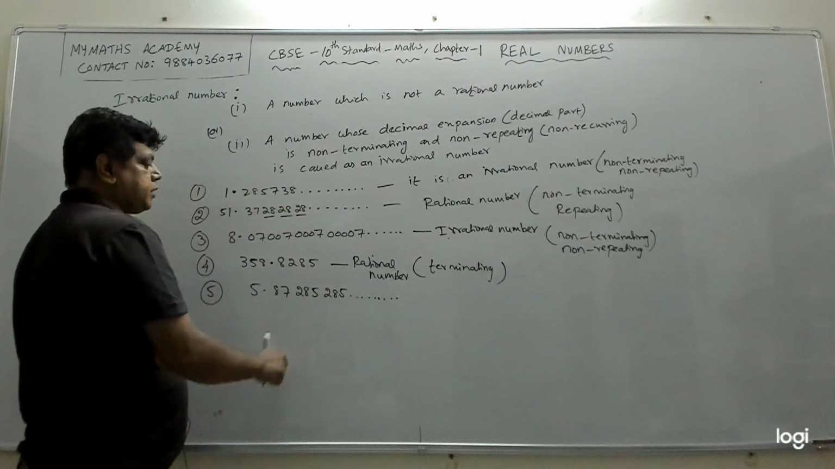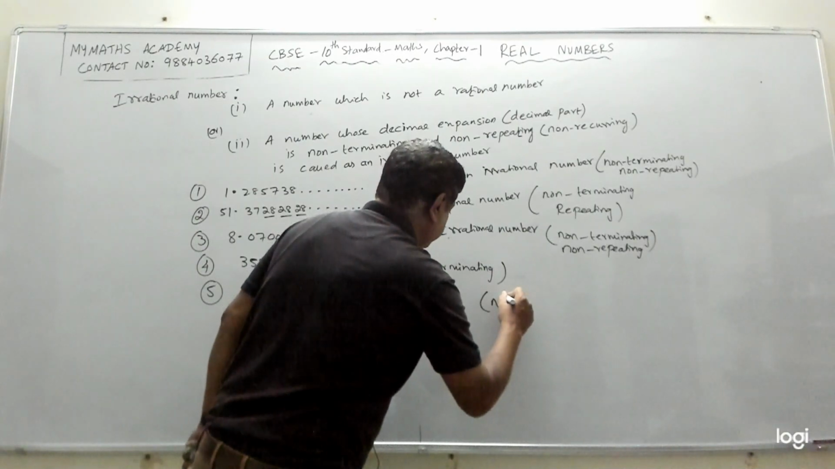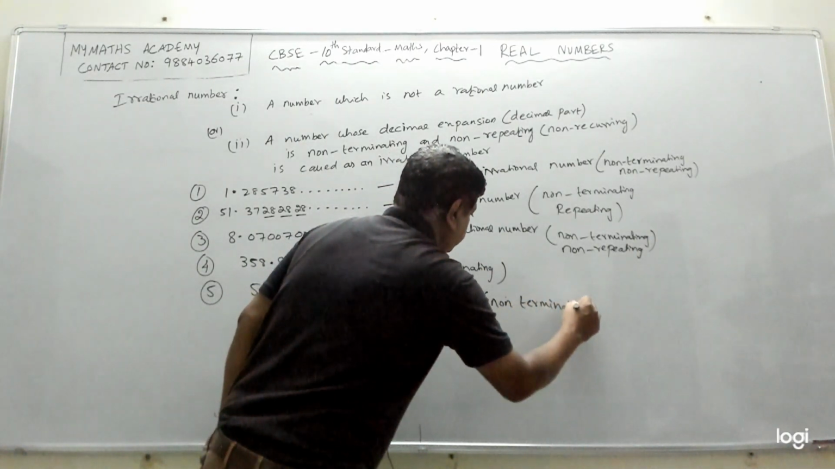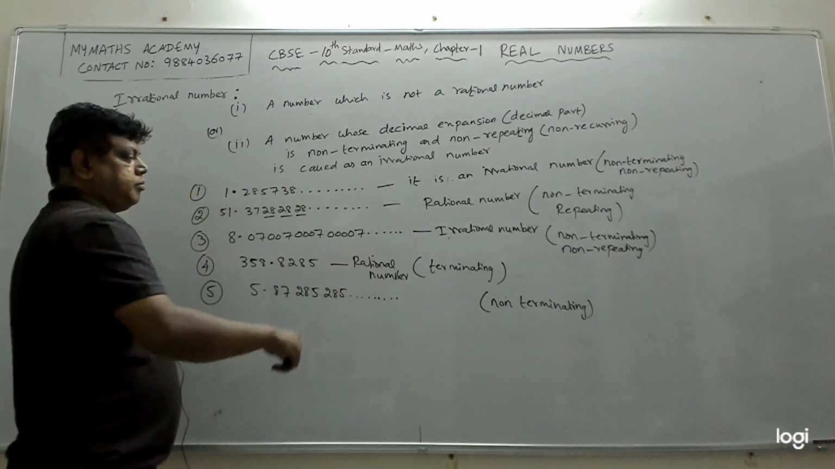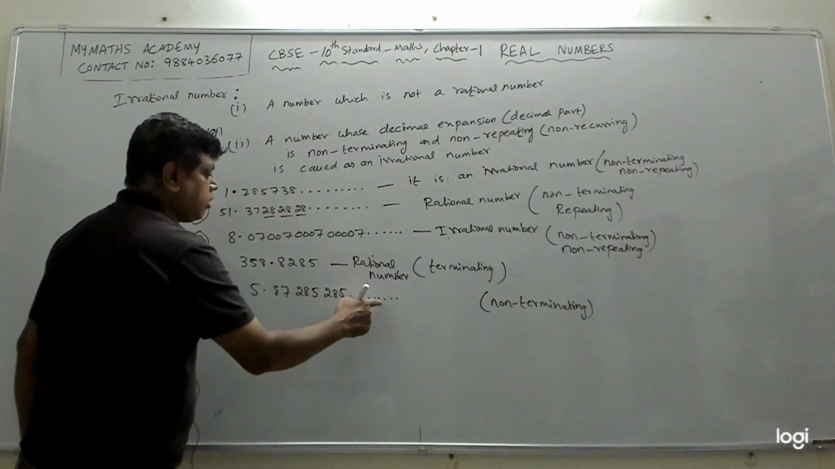5.8728285285... dot dot dot dot. Now is it rational or irrational? The moment you see dot dot dot dot, what does it mean? It is non-terminating.